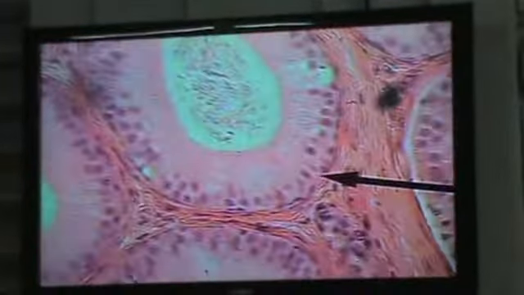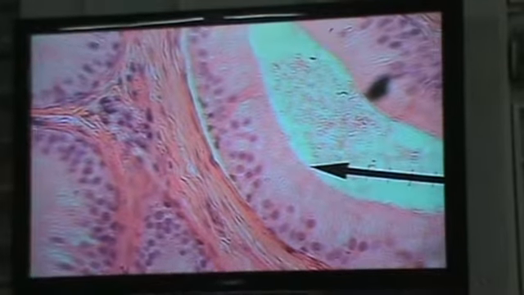But notice these are the stereocilia. Alright? So there we can see the stereocilia right here. Let me go to the other part of this.